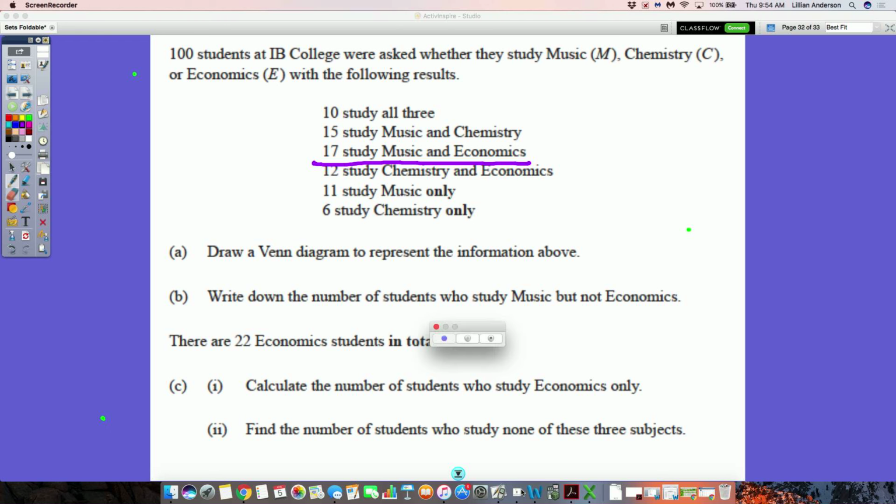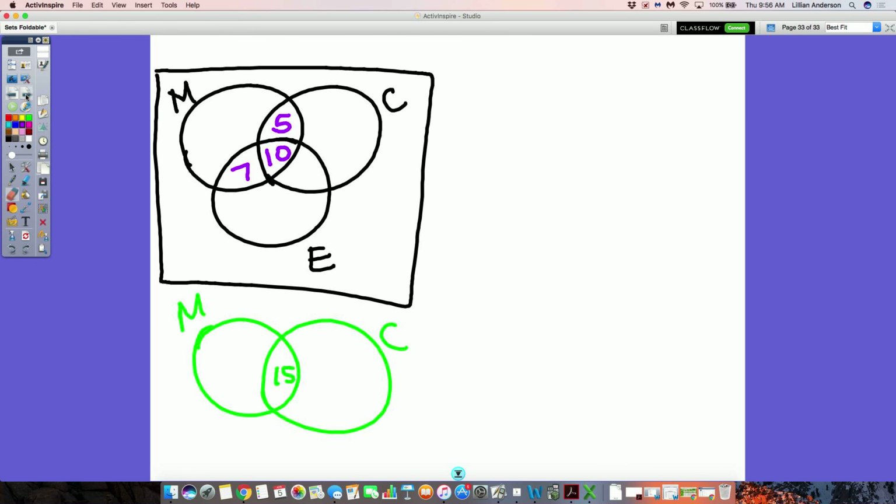So, I'm going to pause this. Now I want you guys to use the board to create your Venn diagram. All right. So, now that we got that fixed, 17 study music and economics. So that means that 7 study only music and economics. And then it says that 12 study chemistry and economics. So that means how many study only chemistry and economics? 2. Okay?